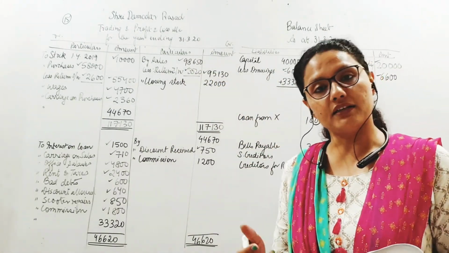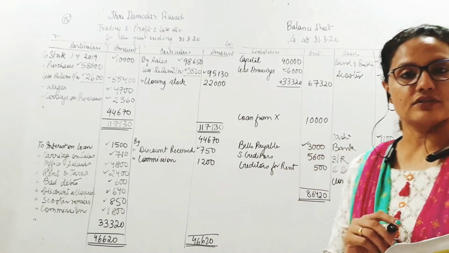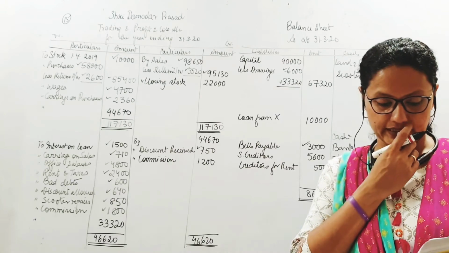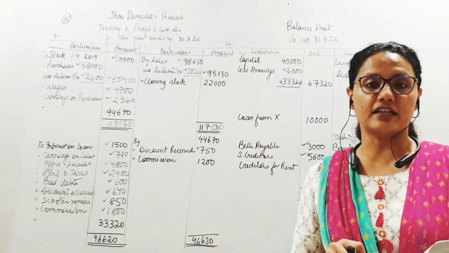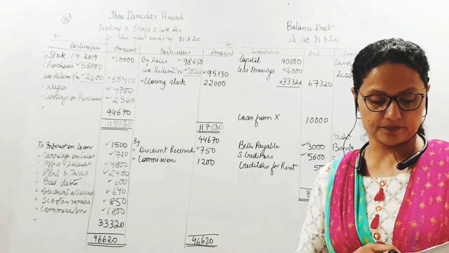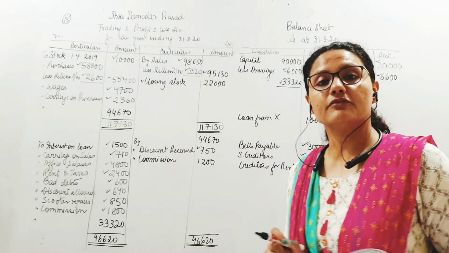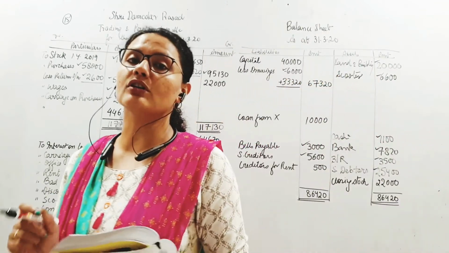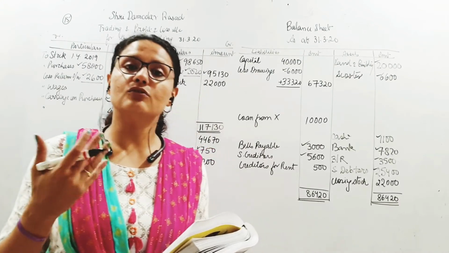Bills payable. Bills payable is 3,000. It is a current liability. You need to pay them. Even sundry creditors, you have purchased from them on credit, so it is a short-term liability. Creditors for rent. Now see, creditors for rent means we have not paid the rent till now. Therefore, we need to pay that.